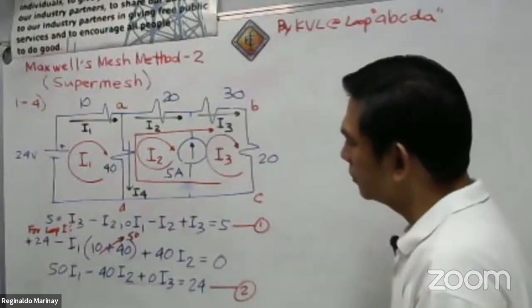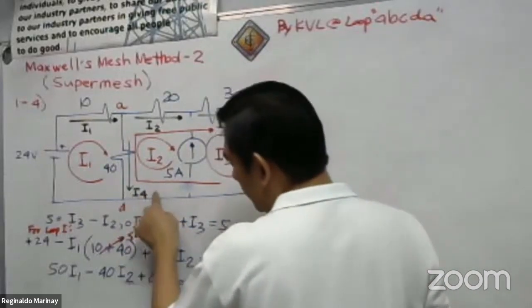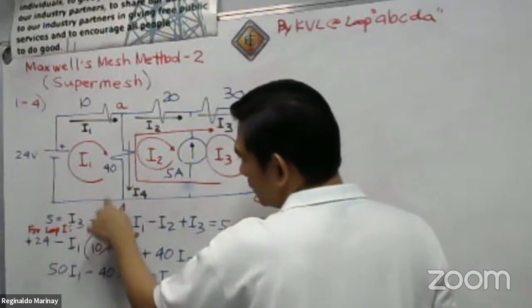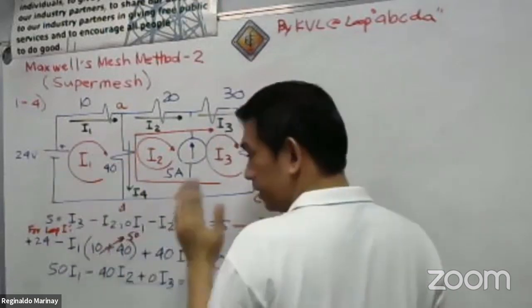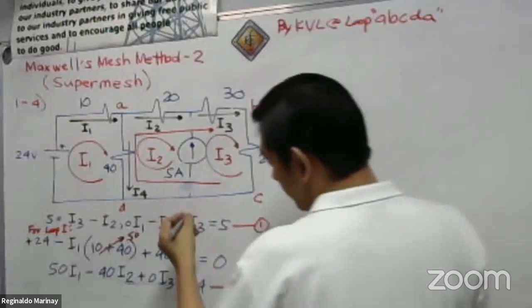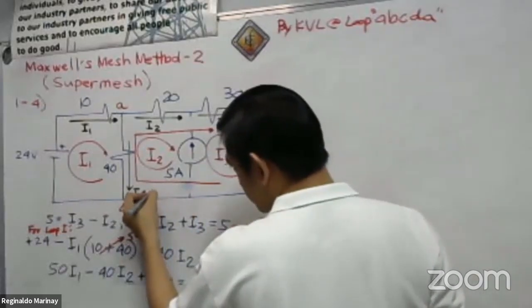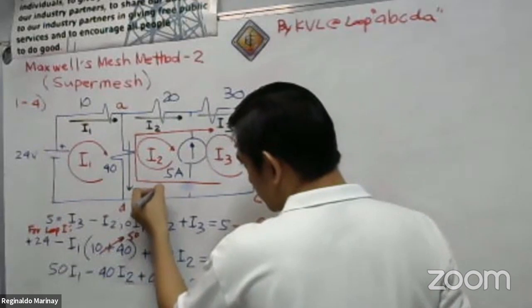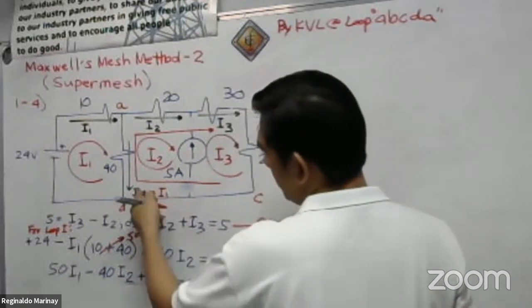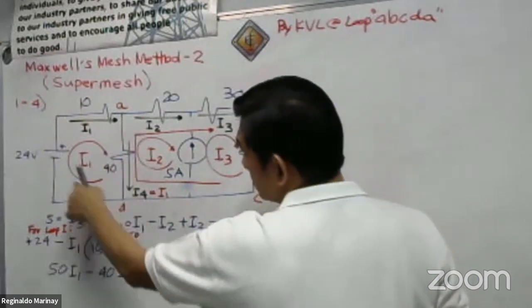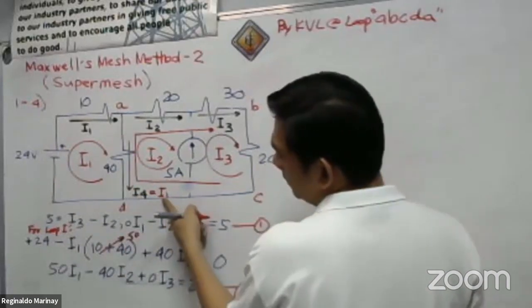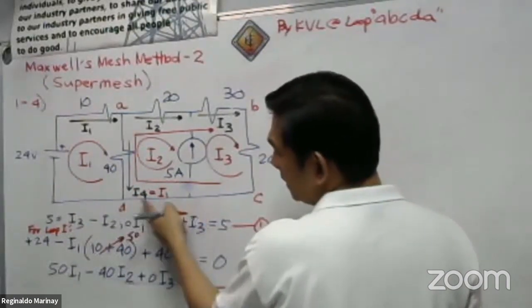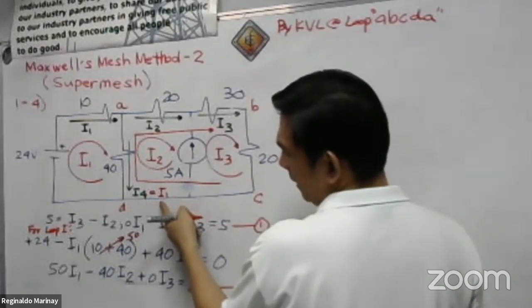So please take note that our I sub 4 is going downward. And our I sub 1 is also downward. Okay? So therefore, that is equal to I sub 1. I4 is downward, I sub 1 is also downward. So they have the same polarity, which is positive here, for the mesh analysis.